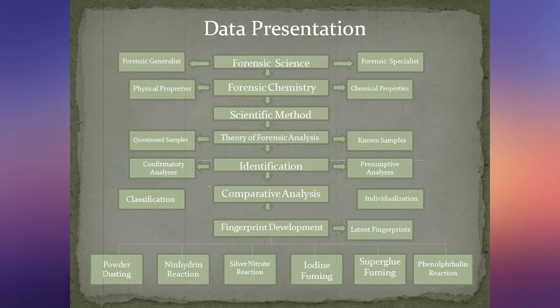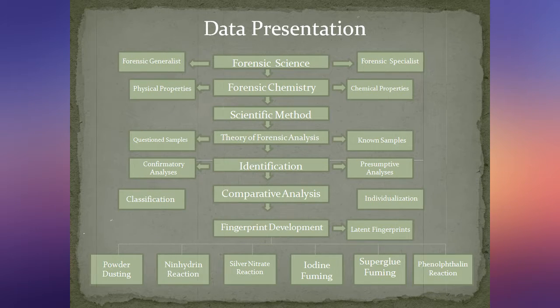Data presentation. Let's start with forensic science. What is forensic science? Forensic science is the application of science principles, techniques, and methods to the investigation of crime, which includes two types of scientists: the forensic generalist and the forensic specialist.